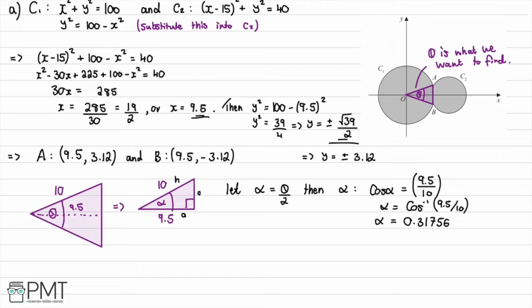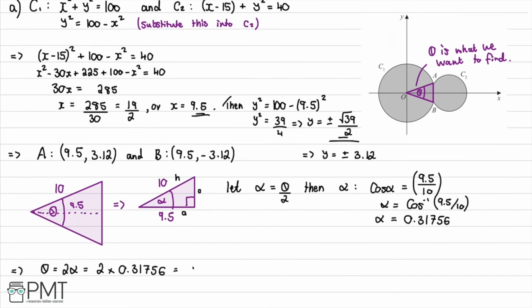And then from this, what can we do? Well, we can now work out what theta is going to be. Theta is going to be equal to 2 lots of alpha, which is equal to 2 multiplied by 0.31756. So we then put this into our calculator, and this is going to be equal to 0.63512. In the question, we recall that we're asked to do this to 3 significant figures.